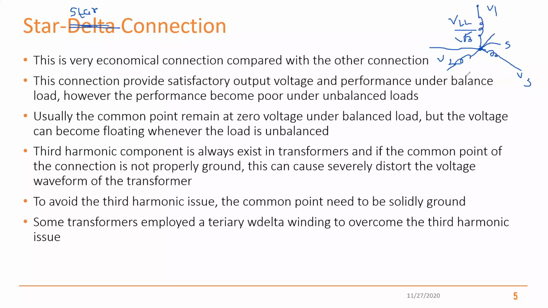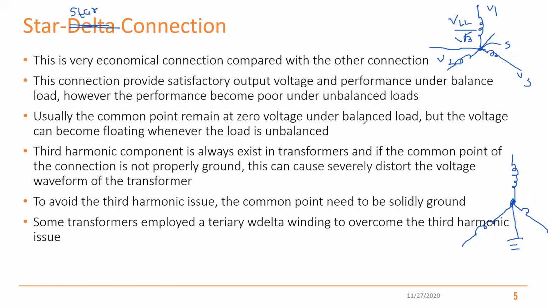Another thing you have to understand here: as I told you, this voltage floating happens if this point is not grounded. If it is properly grounded, you can avoid that. Another problem associated with this star-star connection is the third harmonic component. The third harmonic component always exists in a transformer, so it is unavoidable. What we can do is minimize it.